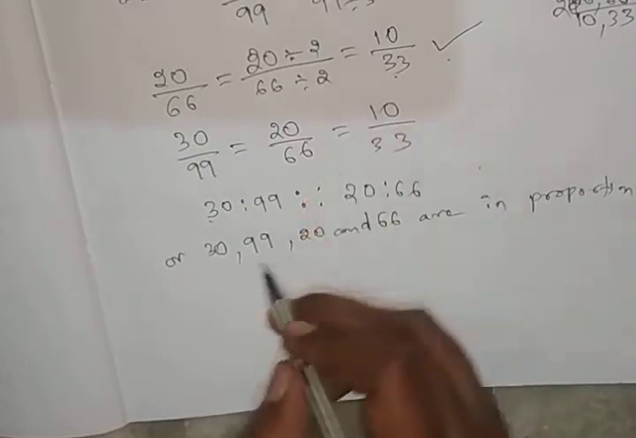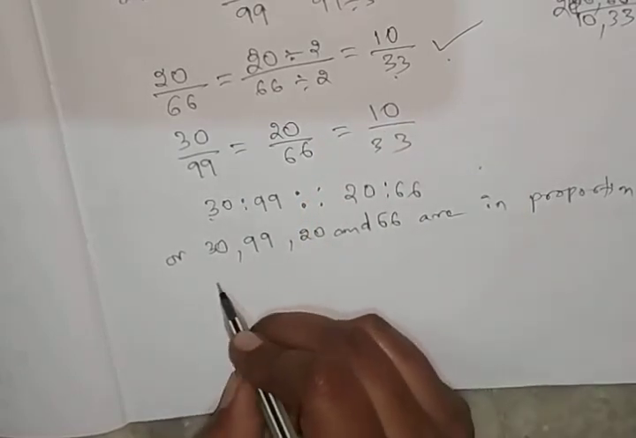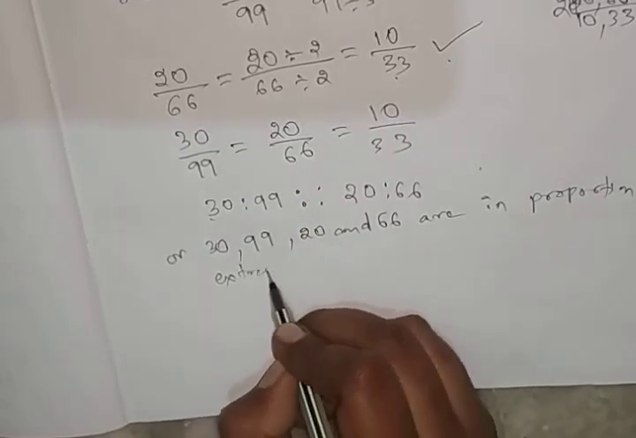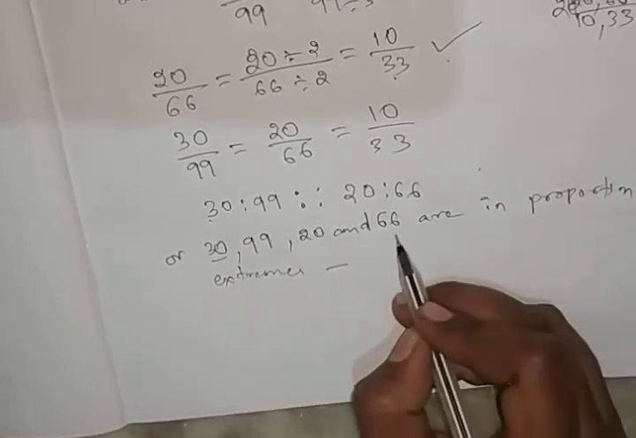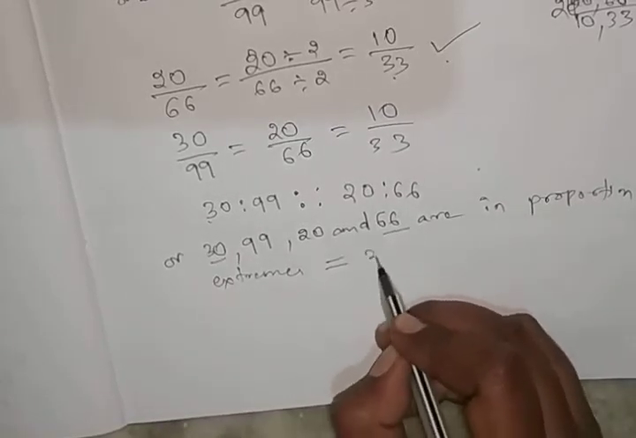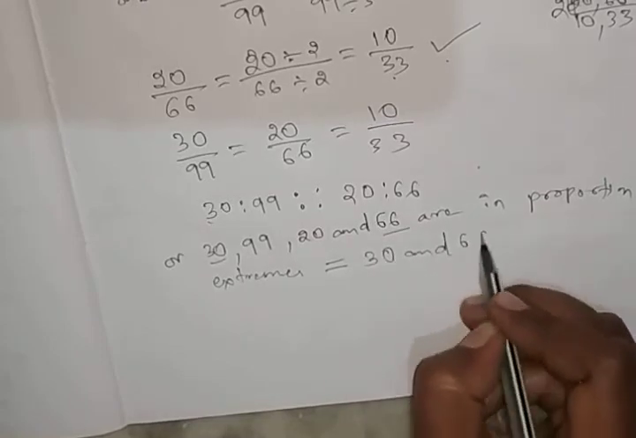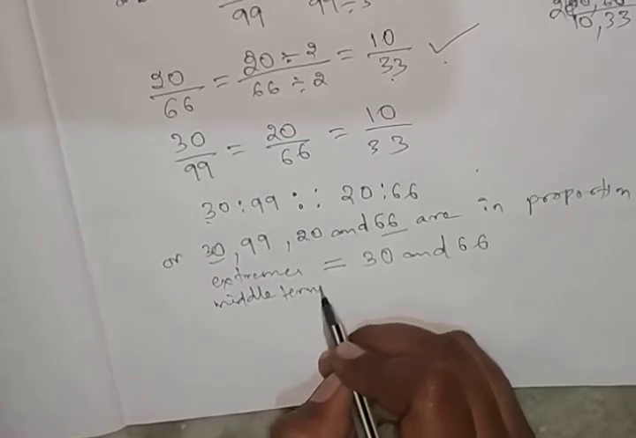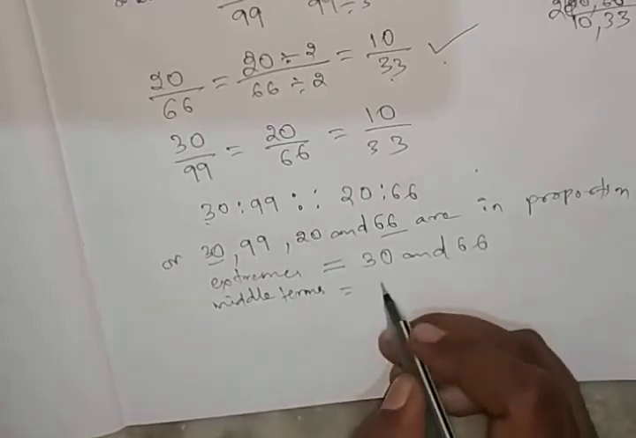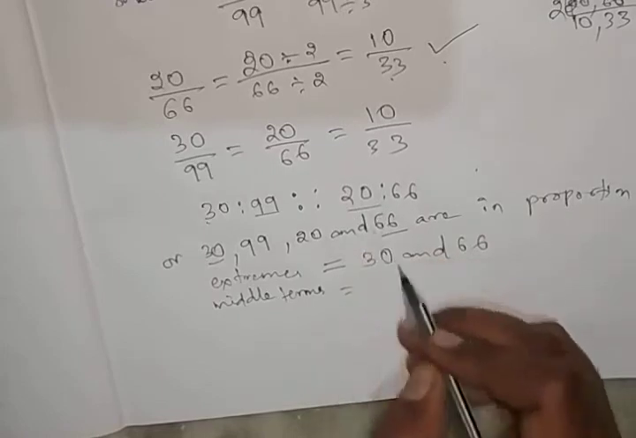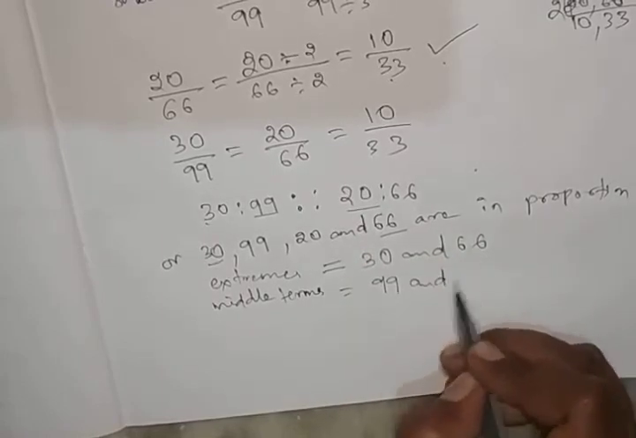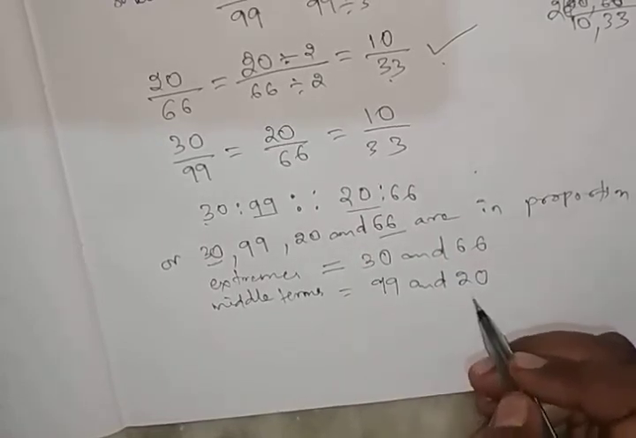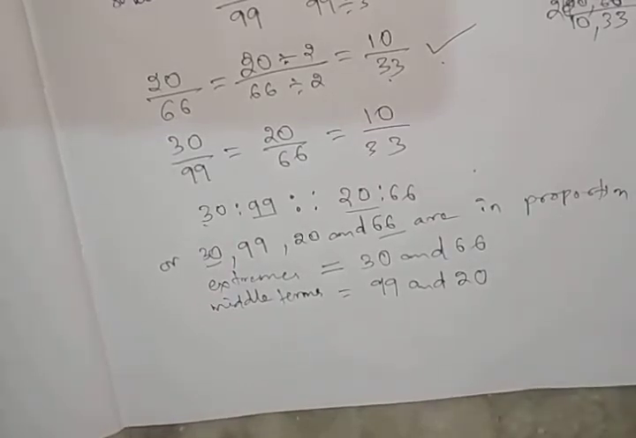If you find the extremes, what are the extremes? Extremes are the first and last terms, that is 30 and 66. What are the middle terms or mean terms? The middle terms are the second and third, that is 99 and 20. So this is about checking whether it is a proportion or not.